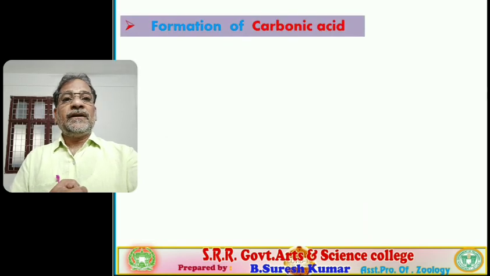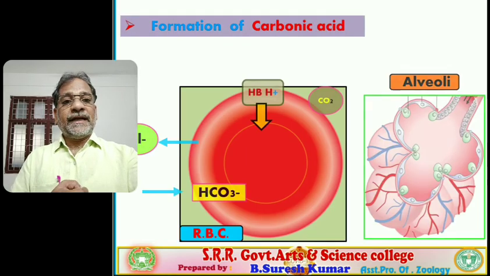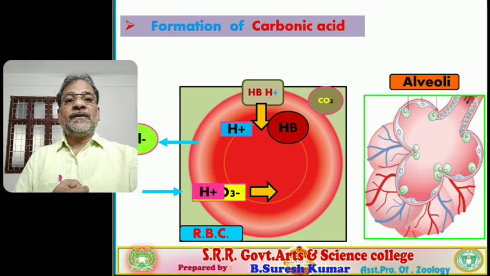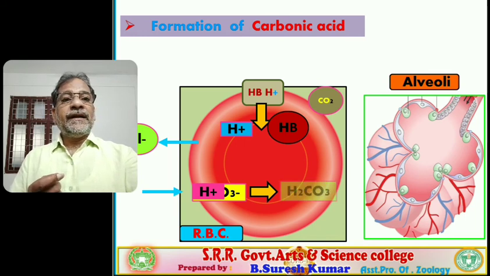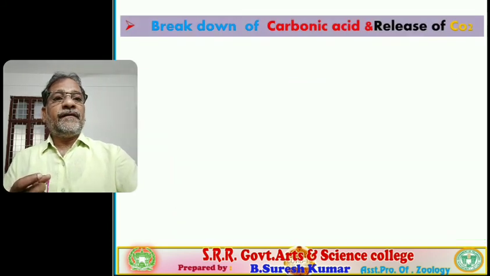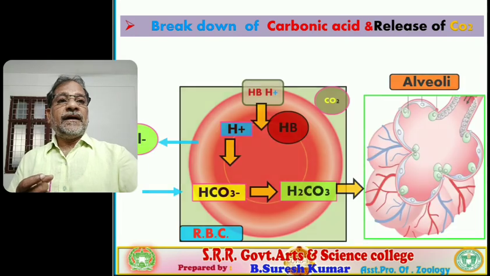Right. Next event, formation of carbonic acid. Now the H plus ions released from the hemoglobin combine with HCO3 minus. Alright? Then immediately H2CO3, carbonic acid, is produced.